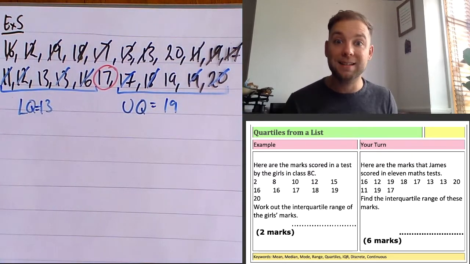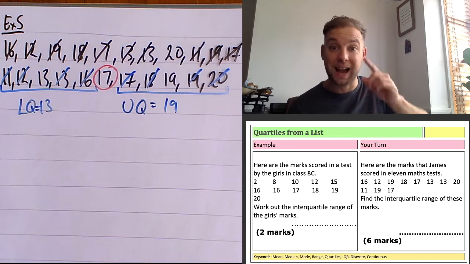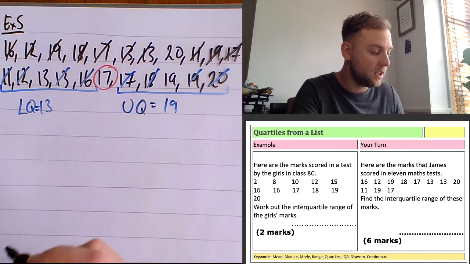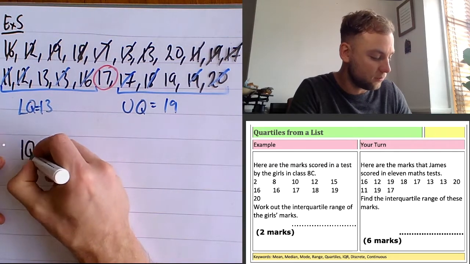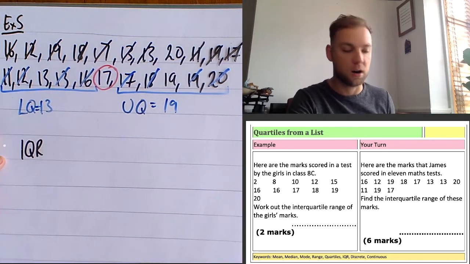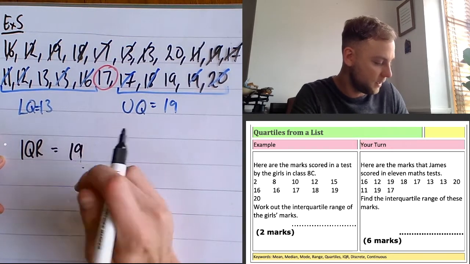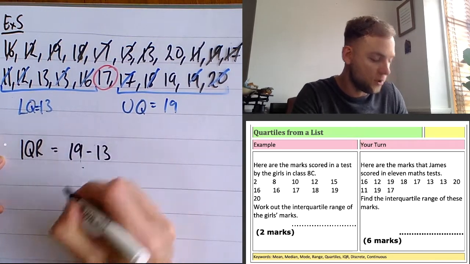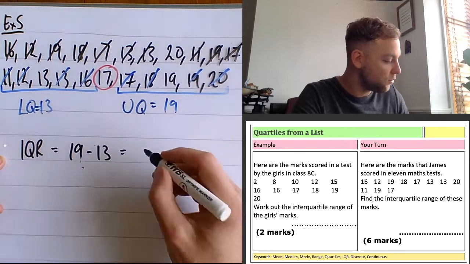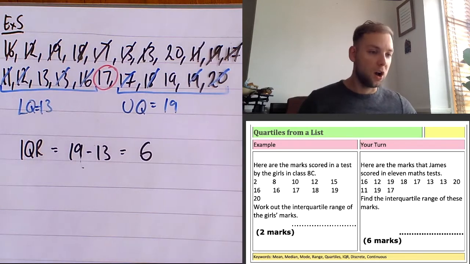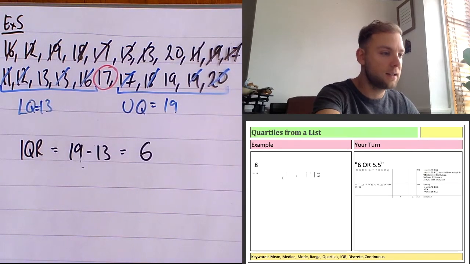Now remember, it's not asking for my upper and lower quartile, but it's asking for the interquartile range, which uses these. So I've got my interquartile range, which we write as IQR, which is equal to 19 take away 13, which is equal to 6. Super. Brilliant. So we've done those two questions now.